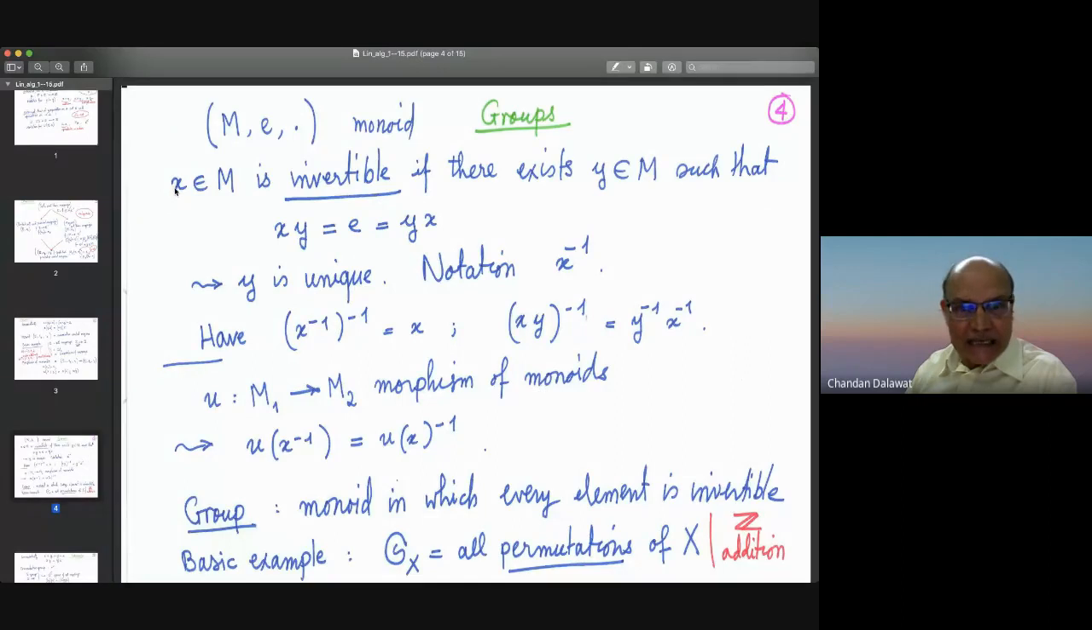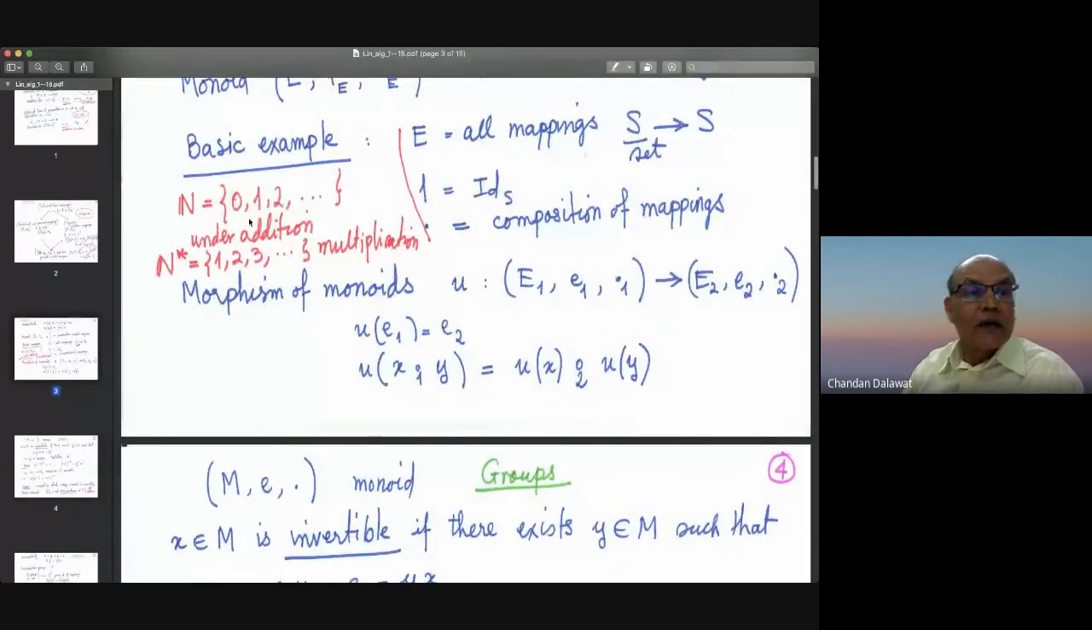If every element X has some element Y such that this holds, then this Y has to be unique. That's one of the things you can check very easily. And if it exists, it's called X inverse. If it exists, it's unique, but it doesn't always exist. For example, in our previous thing, this element 1 itself in the monoid N doesn't have an inverse.